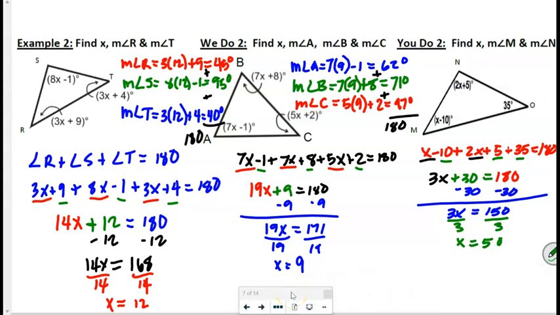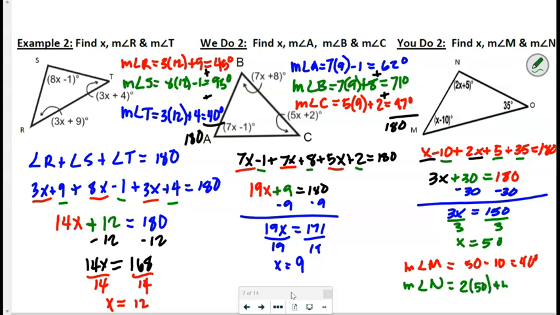So now we have to plug that back in to find those two angles, right? So we're looking for the measure of angle M, and that's going to be 50 minus 10. So that's going to be 40. Then we have the measure of angle N, and this is going to be 2 times 50. That would be 100, plus 5, that's going to be 105.